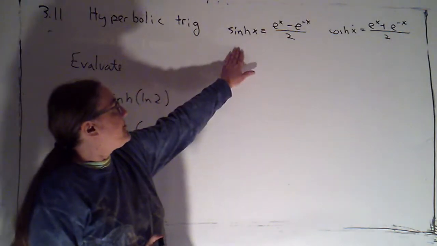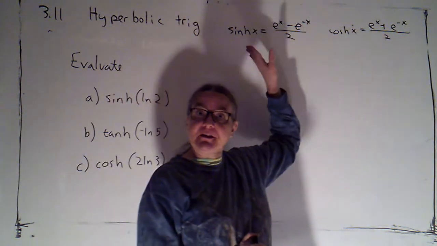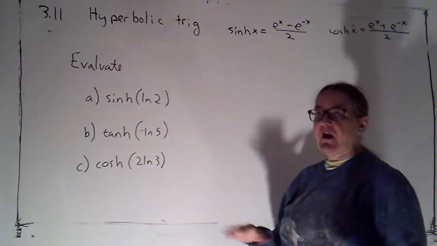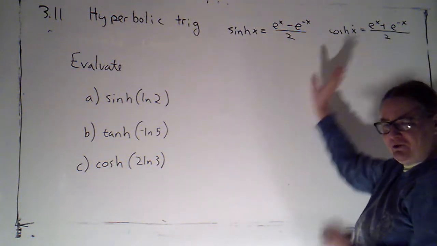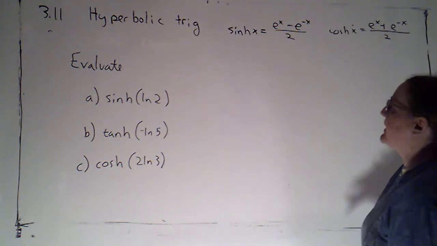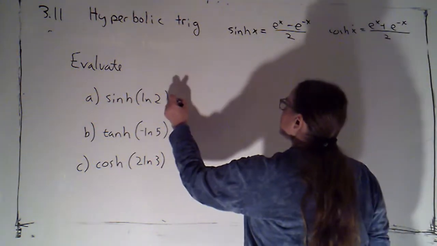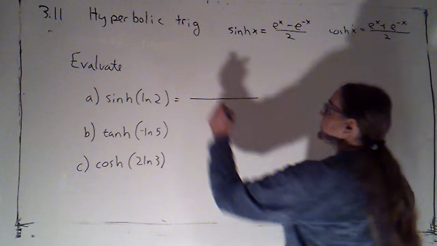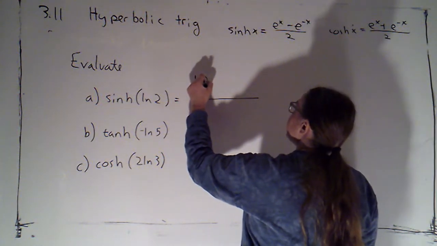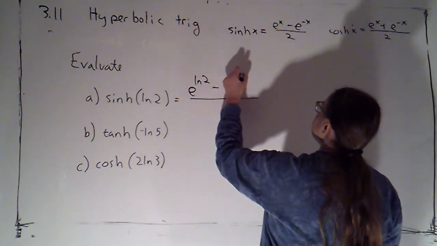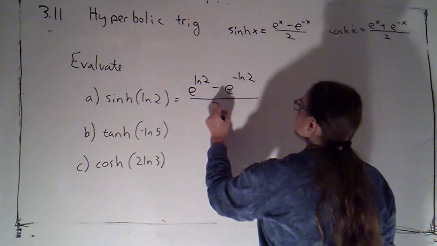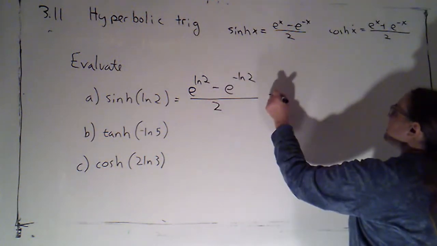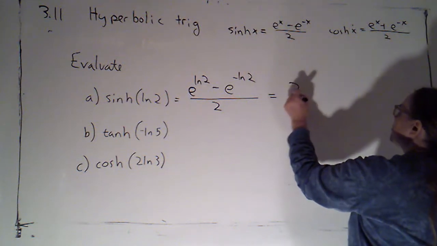I have just reminded us up here of our formulas for sinh and cosh. Didn't bother to write out tanh, but I'll show you how I can use my knowledge of these two to remember tanh. Okay. So for sinh of natural log of 2, I'm just replacing the x's here with the natural log of 2. So it's e to the natural log of 2 minus e to the negative natural log of 2 all over 2. Now, I know e to the natural log of 2 simplifies to just 2.